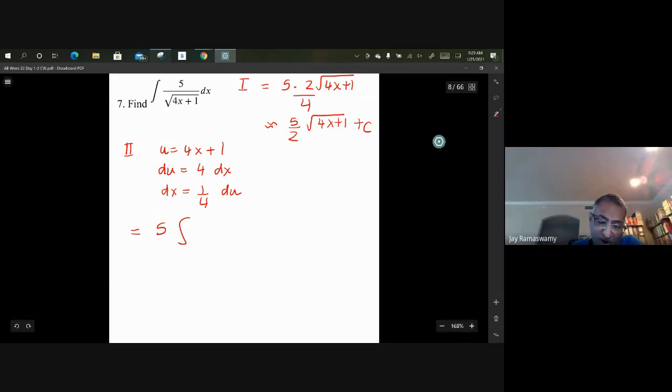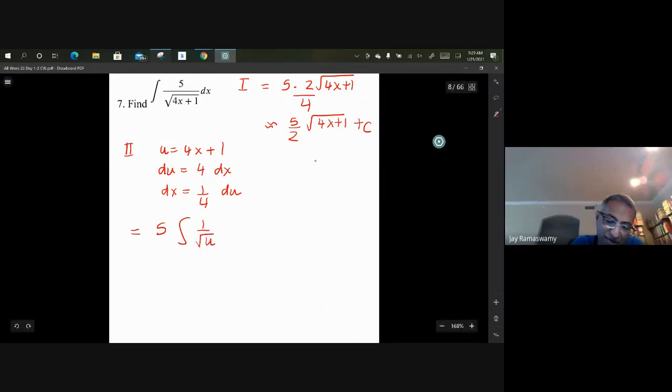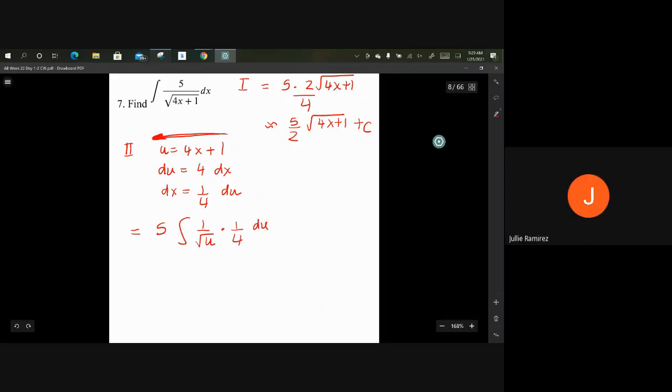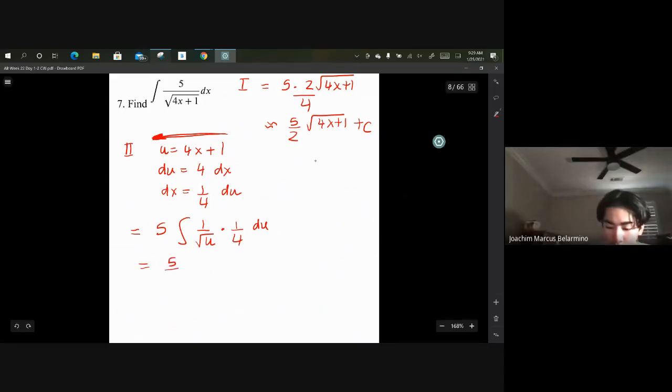Integral. What can I write instead of 1 over radical 4x plus 1? I should write only u's. So 1 over radical u. Everybody okay there? Look at the arrow on the board. I'm just going right to left. What can I write for dx? Times 1 over 4 times du. Is everybody okay there? Will the 1/4 come out? Yes. So 5 over 4.